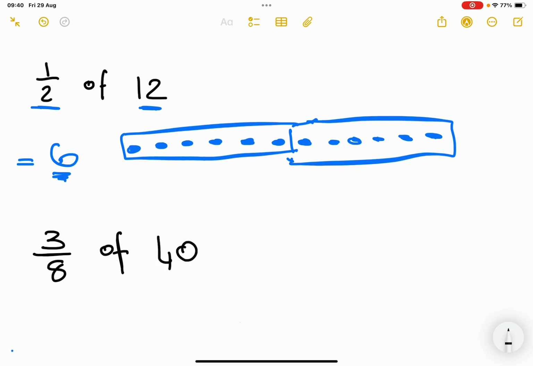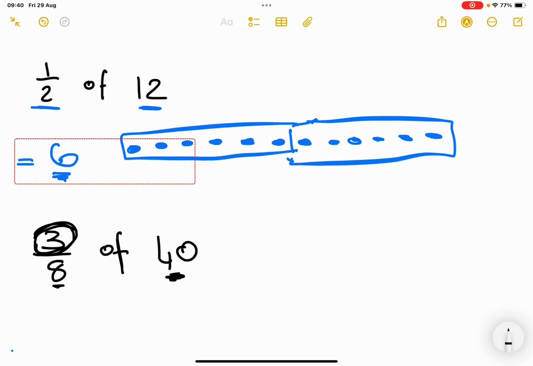Okay, so you're being asked for 3/8 of 40. What that means is you are taking 40, the whole number 40, you're breaking it up into 8 groups, and we want to know, what is 3? What is the number? How many will be in 3 of those groups?